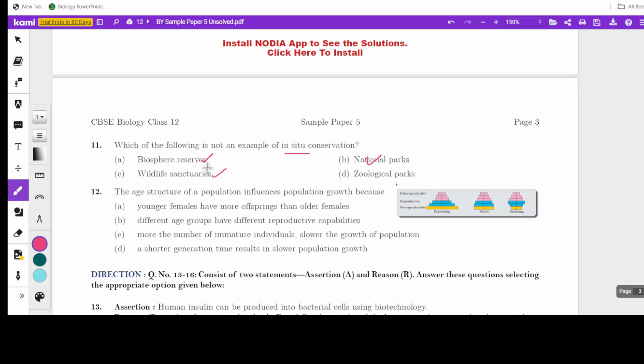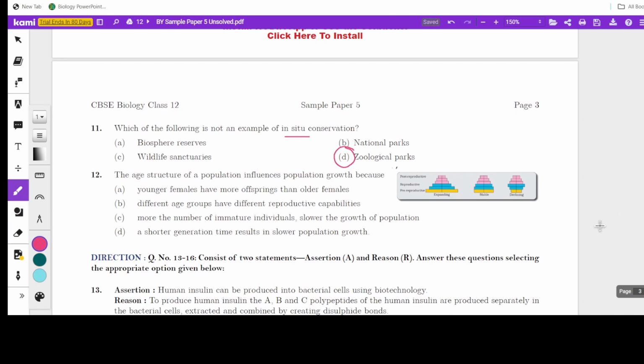Don't panic. Okay. So here, which of the following is not an example? Clear? So zoological park is not an example. So the right option is D. I have ticked the others to make sure that they are the examples of in situ. Got it. Now, next one.